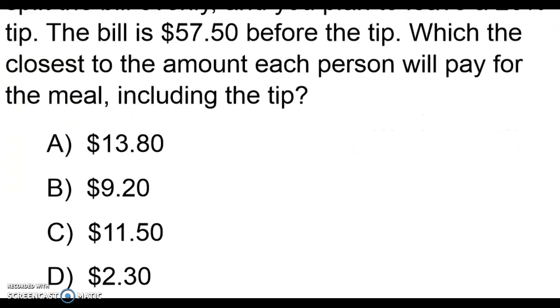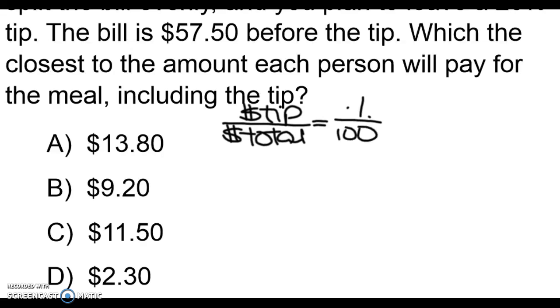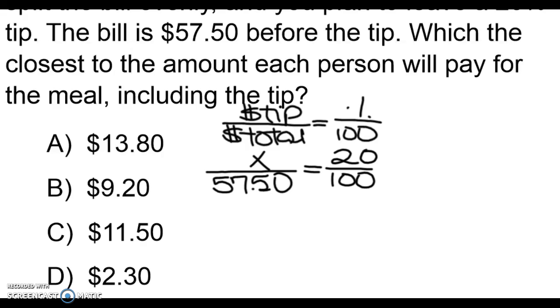So one of the things we want to talk about is that this is a tip question. So I'm going to set up the dollar amount of the tip over the dollar amount of the total before, then percent over 100. Let's fill in what I can. We don't know how much money they're paying for the tip, but we do know that the total before was $57.50. They also say that they want to leave a 20% tip, and that is all over 100.